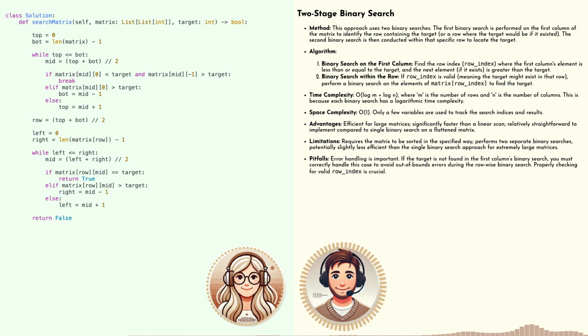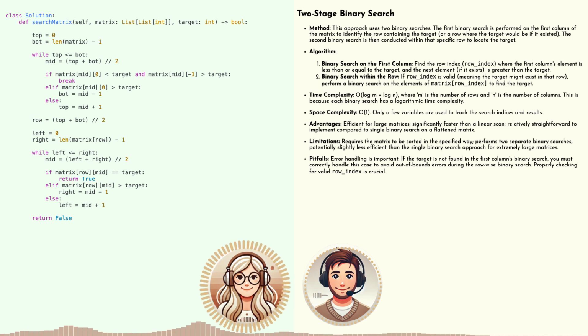Exactly, until we find a row where the first element is less than or equal to our target, and the last element in that row is greater than or equal to our target. That's it. Once we've found that potential row, we move on to the second stage of our search, which is another binary search, but this time within the row we just identified. We're now searching a simple sorted list.